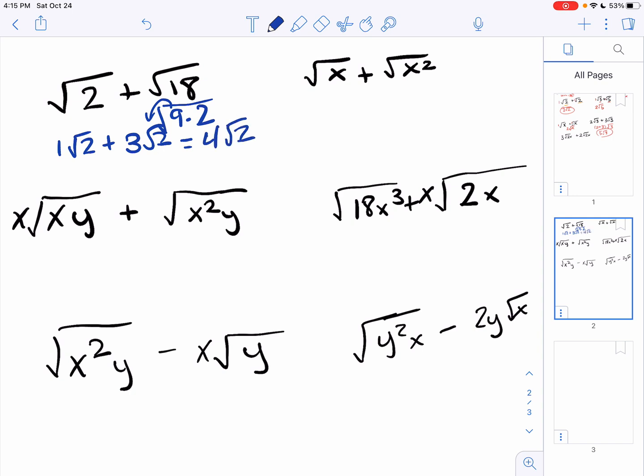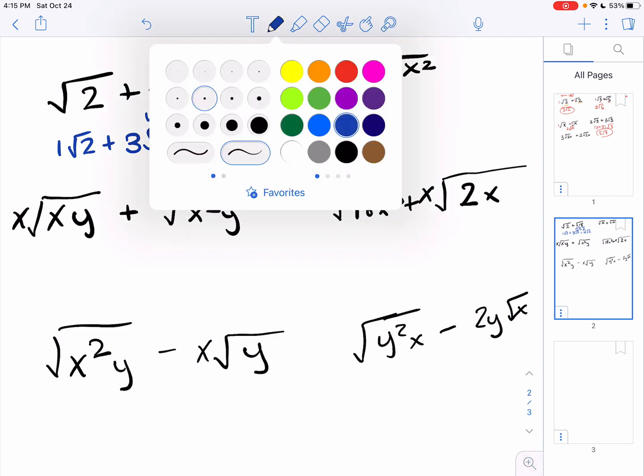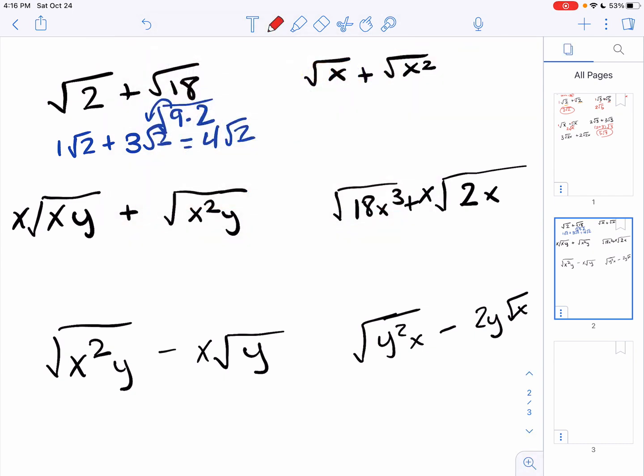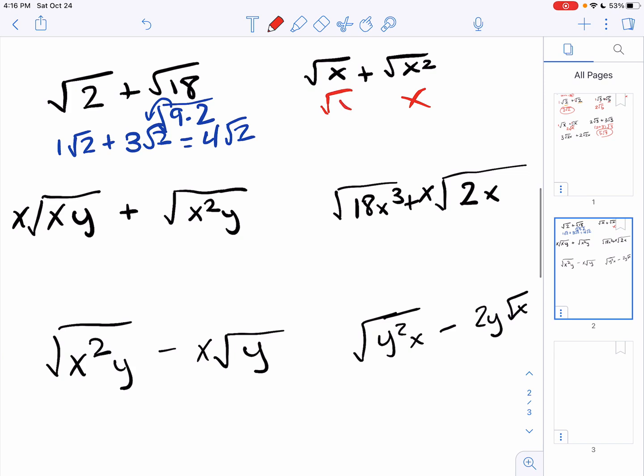For the next one, we have radical x plus radical x squared. Most people will say, oh yeah, that's just radical x cubed. It is not radical x cubed because we have to keep what's inside the radicals the same if we're going to add them together. We cannot add radicals that have different things inside. So we have to change radical x squared. The square root of x squared is x. And that's the best that we can do, because I have radical x plus x, and there's no other way for me to simplify it.